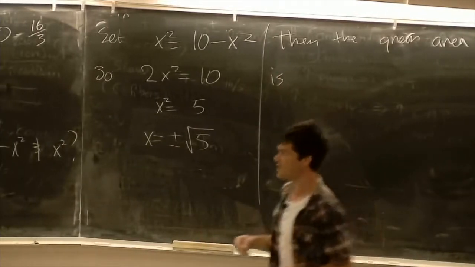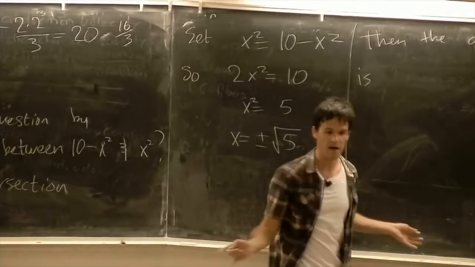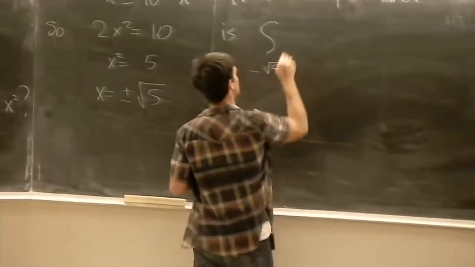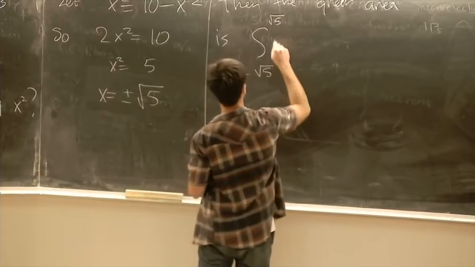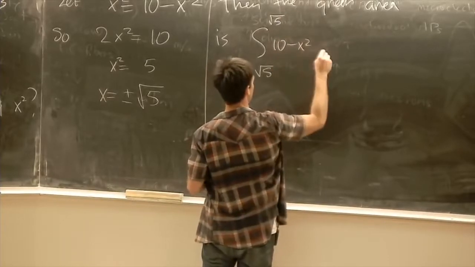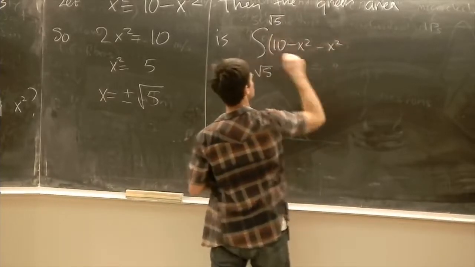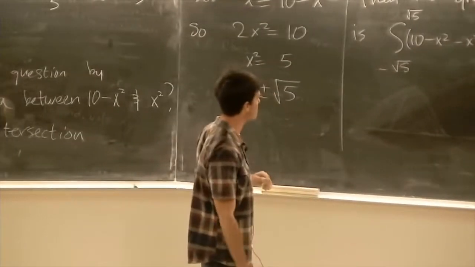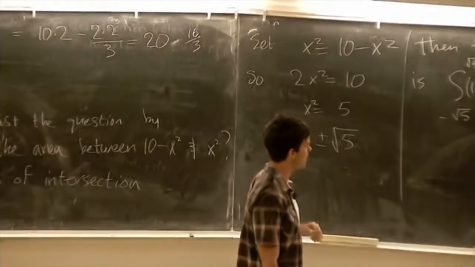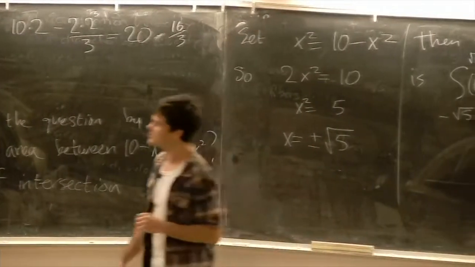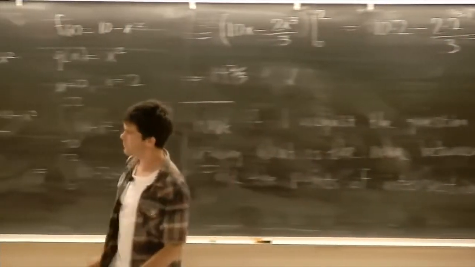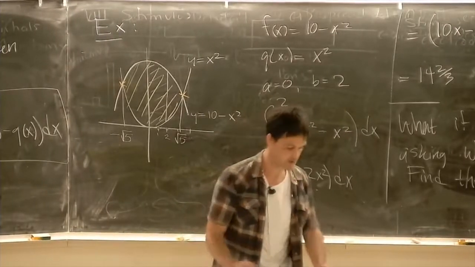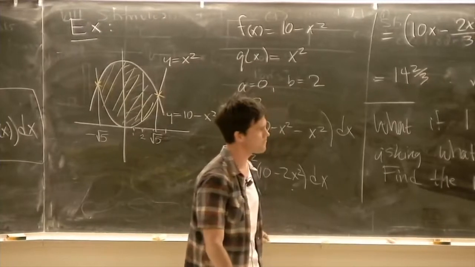Then the green area is, well, we have our a and b now. They're plus and minus root 5, and we get the integral from negative root 5 to root 5 of 10 minus x squared minus x squared. And I think you guys could compute that. Yeah, I don't need to bother computing that. Any questions?